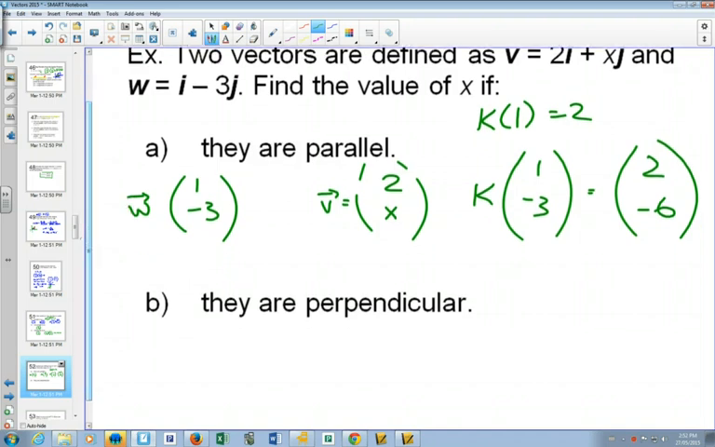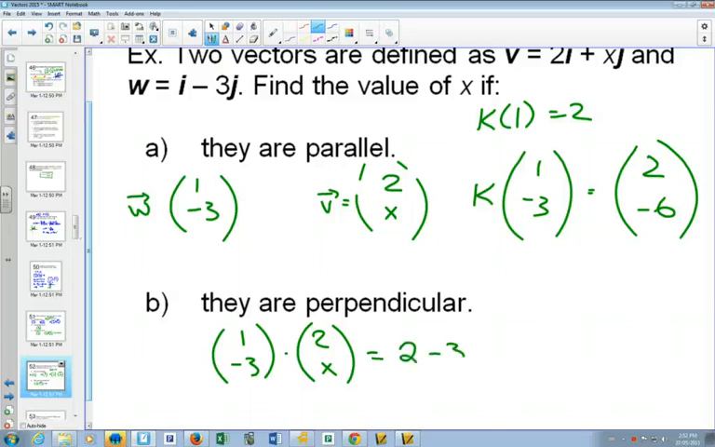For perpendicular, what strategy could you use to find out if they're perpendicular? We could use the scalar product or the dot product. Which would tell us that 2 minus 3x had to equal 0. And so 2 equals 3x, and x equals 2/3.